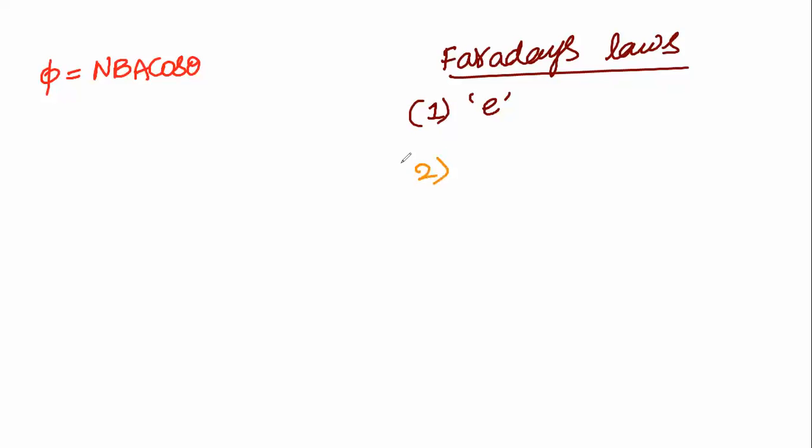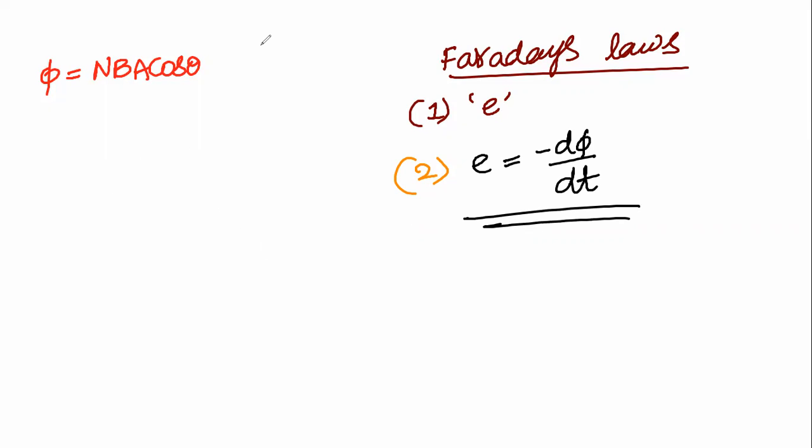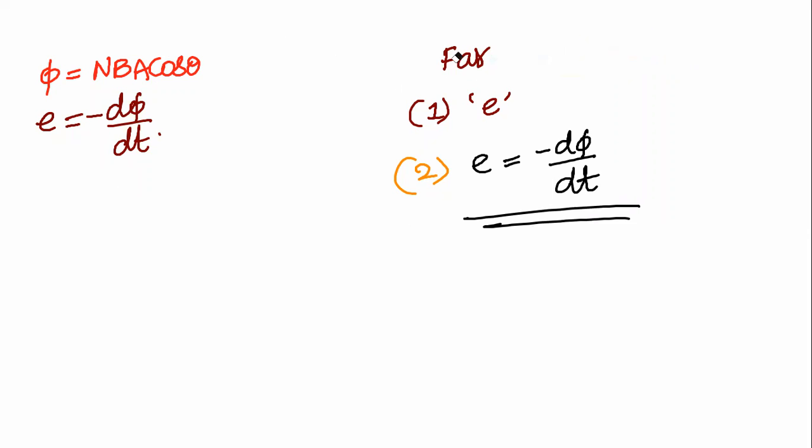Next, the induced EMF is equal to minus d phi divided by dt. From Faraday's law, we may write that induced EMF E is equal to minus d phi divided by dt. So in the place of phi, we may write the above one.